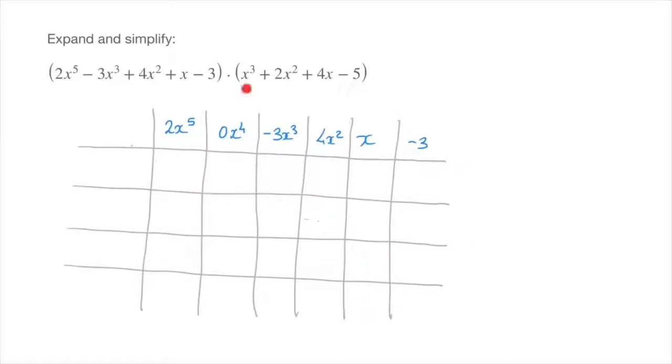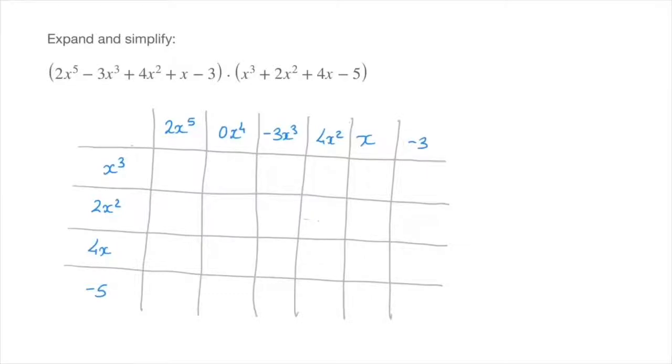We now write all the terms of the second polynomial at the beginning of each of the rows. So let's go ahead. We have x to the power of 3, so I write that here. We then have 2x squared. We have 4x, so I write 4x. And finally we have negative 5, so I write negative 5. Okay, all the groundwork is now done.